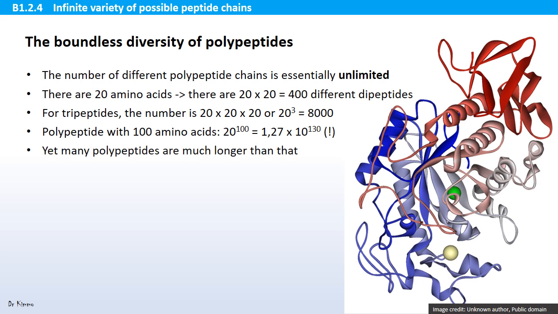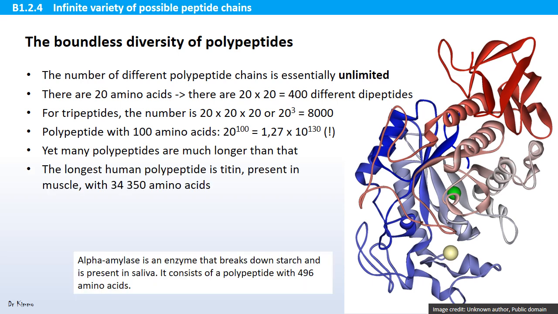Yet many polypeptides are much longer than 100 amino acids. The longest human polypeptide is titin, present in muscle with more than 34,000 amino acids. The illustration shows alpha amylase, which is present in saliva. It consists of a polypeptide with close to 500 amino acids.